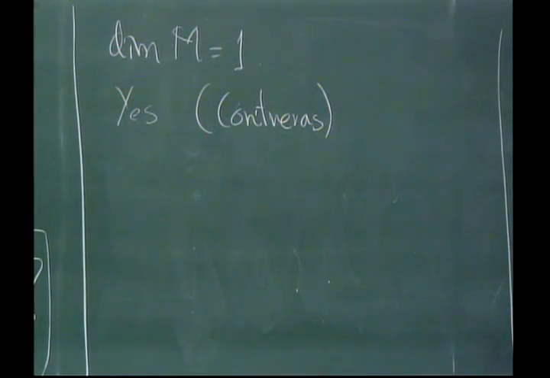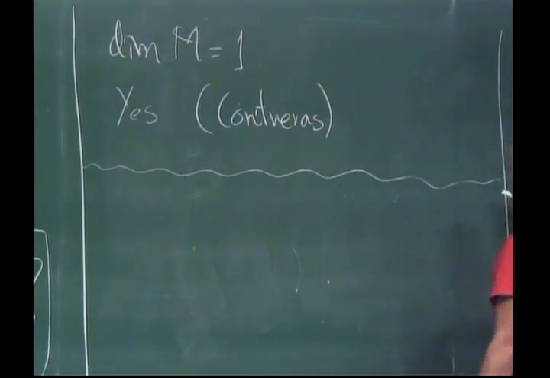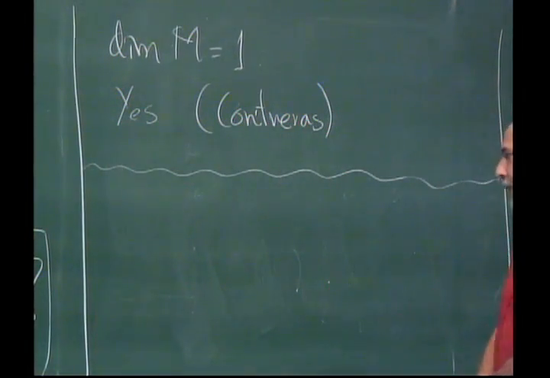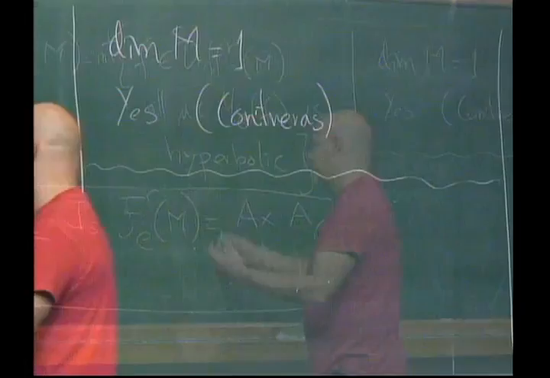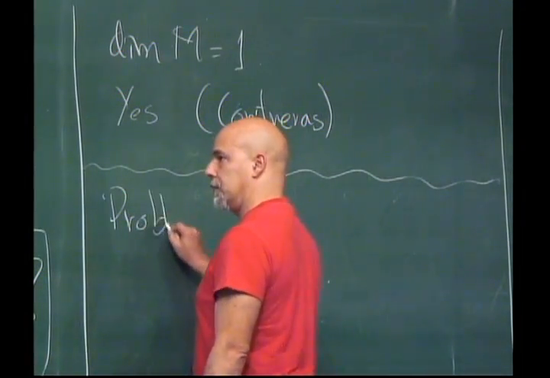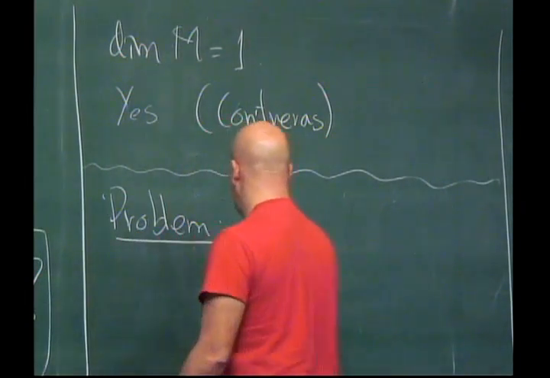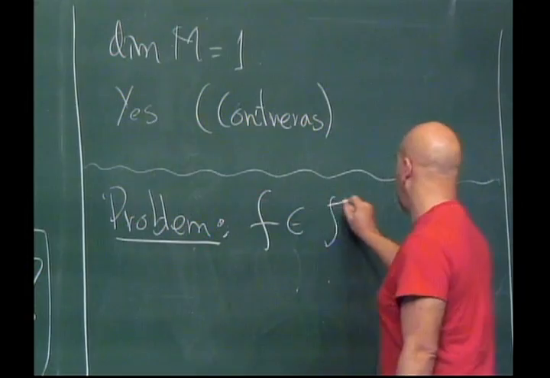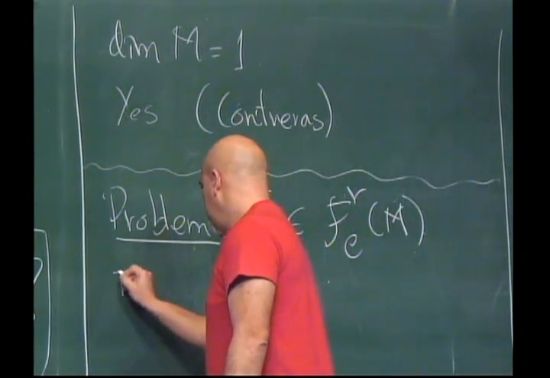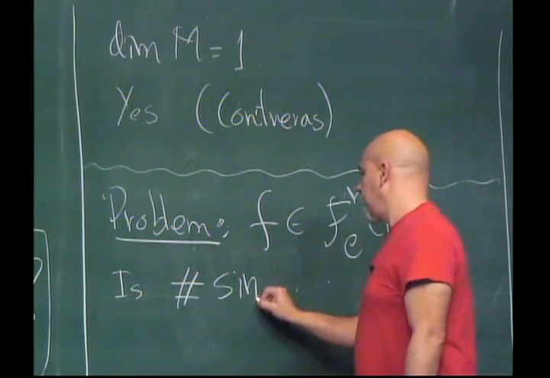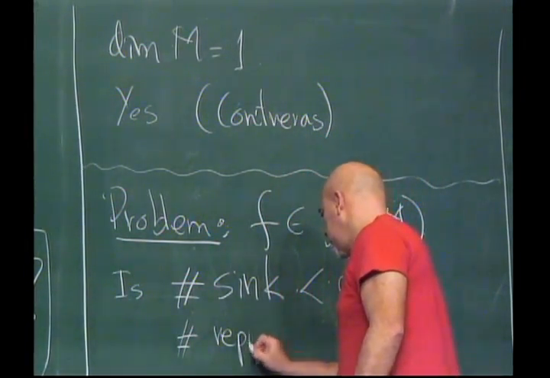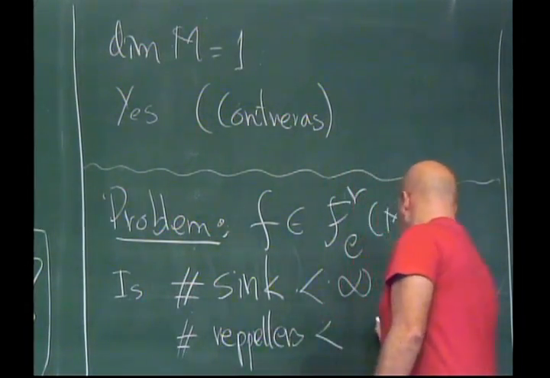So now that we have this question, we can start playing with it and ask other questions that have to do with this. For instance, this is another type of problem. Assume that F belongs to F^r E of M. Is the set of sinks finite, or the set of repellers also finite?